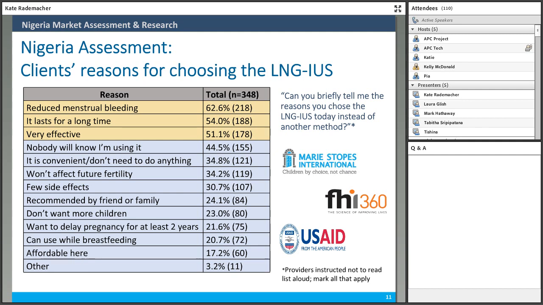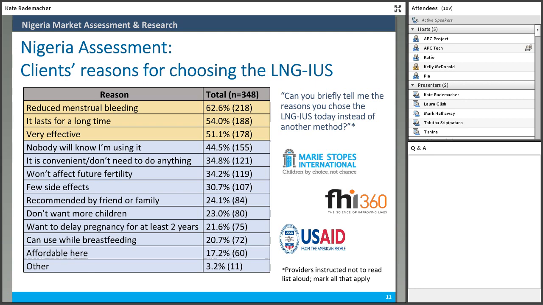One of the questions that we asked women who had chosen the method, the LNG IUS, was: can you briefly tell me the reason you chose the method today instead of another method? You can see here the reasons that women offered. Providers were not instructed to read the list aloud, and women were able to mark all that apply.